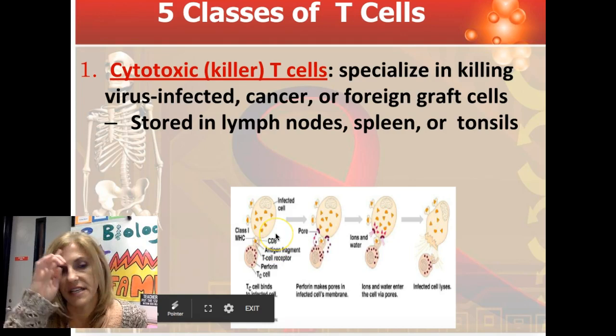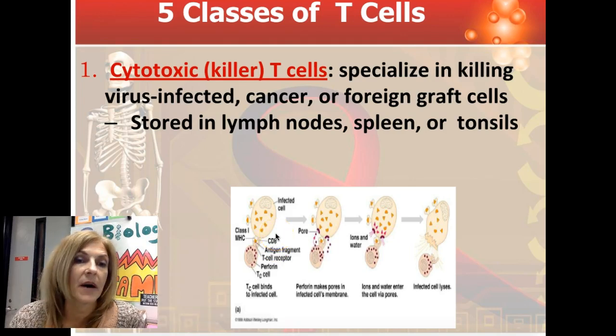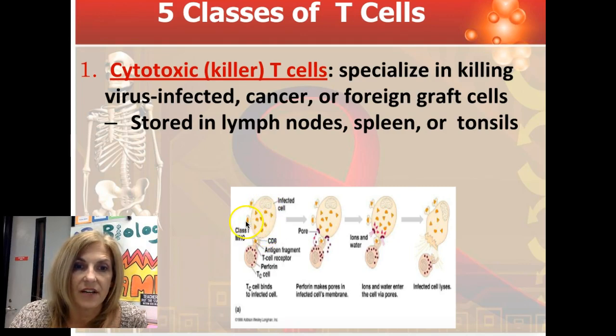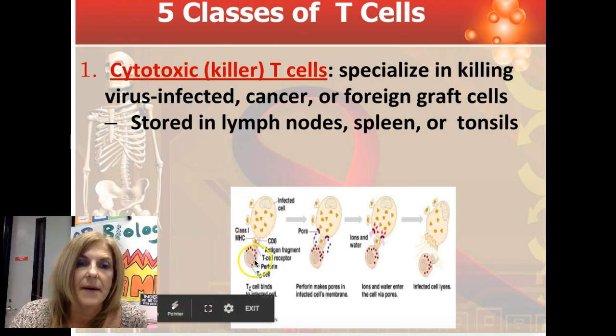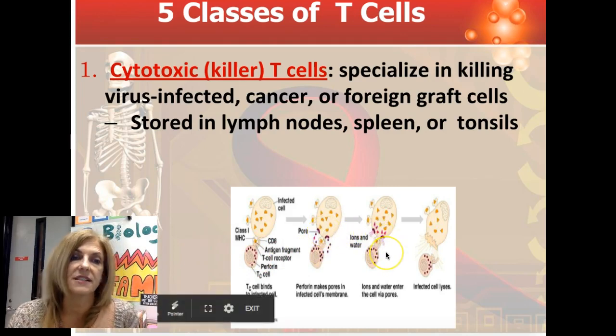So the cytotoxic killer T cell works very much like a natural killer T cell. So it injects perforin into the cell, and this is a foreign cell, and these are its antigens on the surface. And then the purple dots are the perforin. So the cytotoxic killer T cell injects perforin into that cell, which causes pores and causes fluid to rush in in order to lyse it.